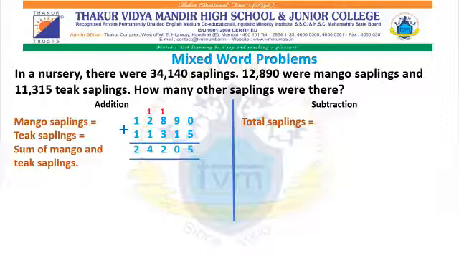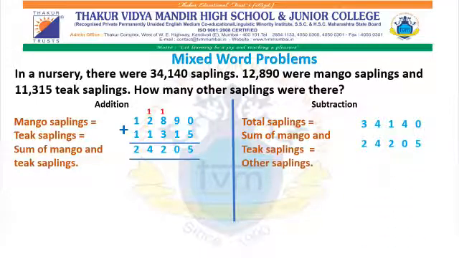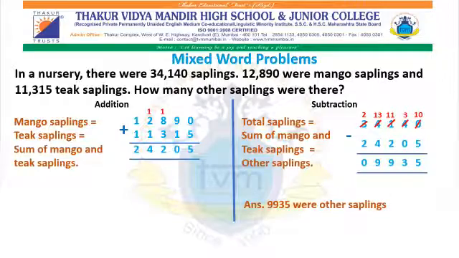Here, first we will write total saplings, then the sum of the mango and teak saplings. So we will get the answer for other saplings. The answer is 9,935. Students, the final answer in the mixed word problem will always be written under the subtraction column. The final answer is 9,935 were other saplings.